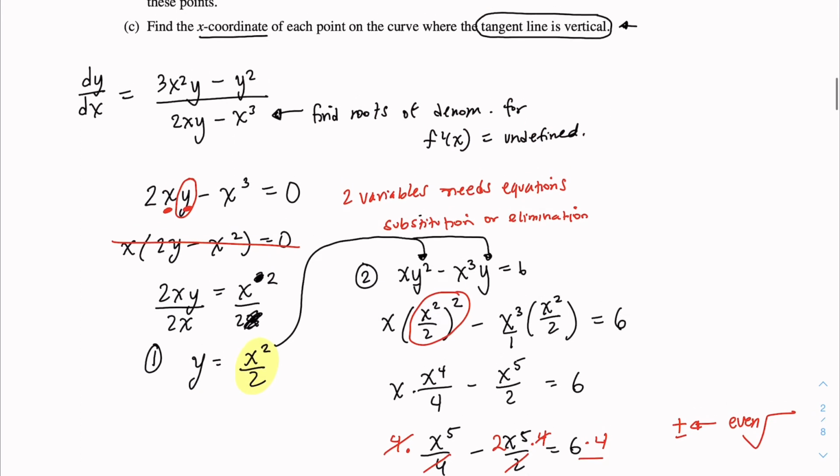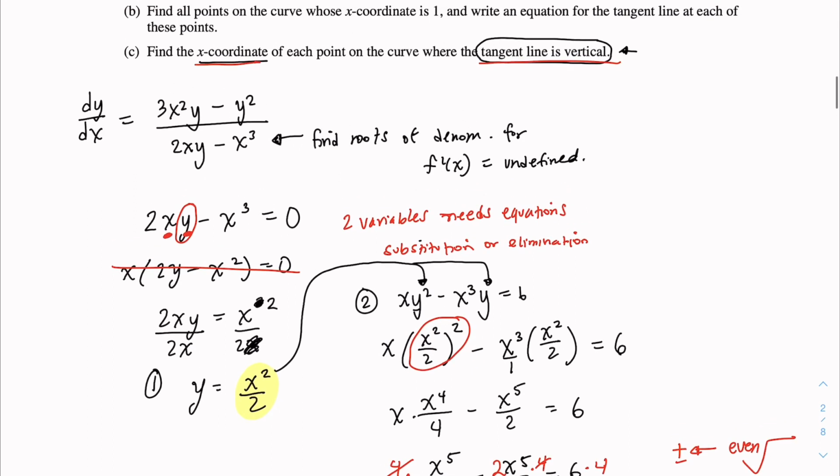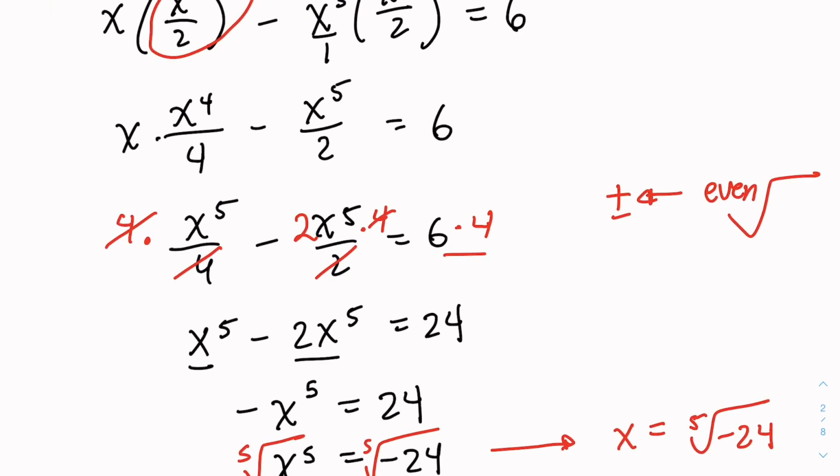So let's see if we answer the question. Find the x-coordinate of the points where the tangent line is vertical. We ensured we had a vertical tangent line by setting the denominator equal to 0 so that the slope was undefined. And when we did that, we found an equation with 2 variables. So we used a second equation and substitution to find our x value and answer the question.